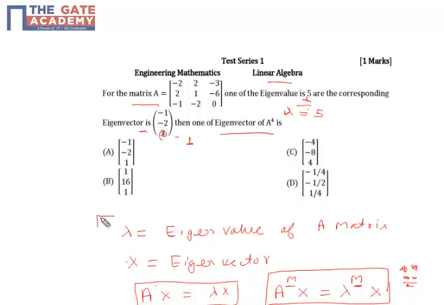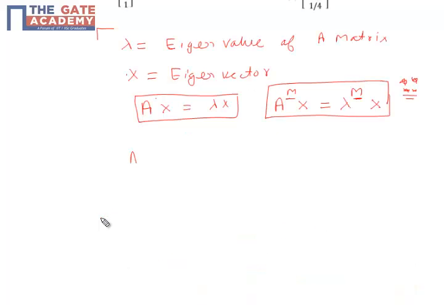Now, just see in our solution. He is asking for the eigenvector of A to the power 4. If the eigenvector is X, then A^4 X equals lambda^4 X. What is lambda? 5. 5 to the power 4, but the eigenvector remains the same. And he is asking for the eigenvector, so the eigenvector remains the same. And what is the eigenvector of A? It's the value minus 1, minus 2, and 1.